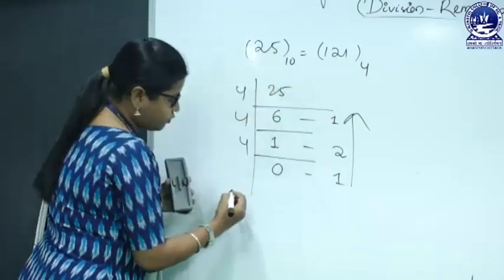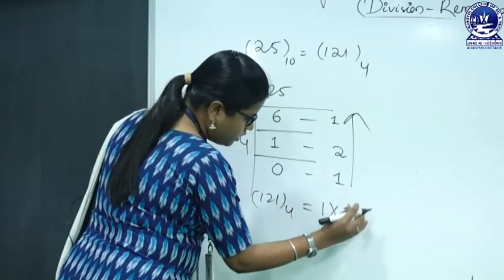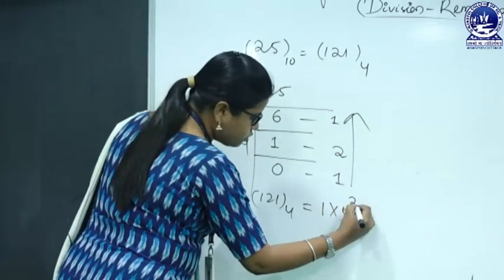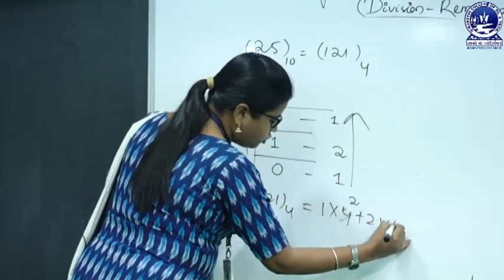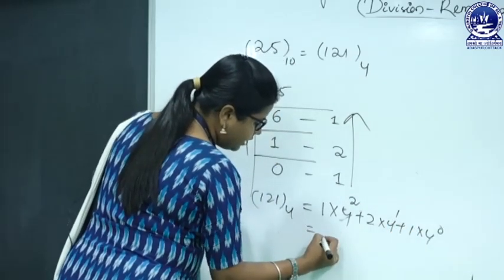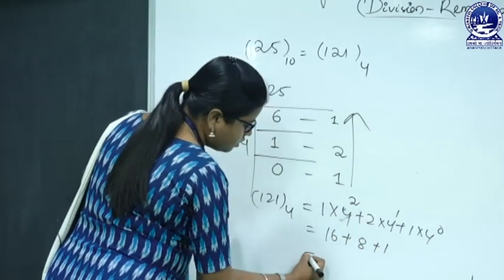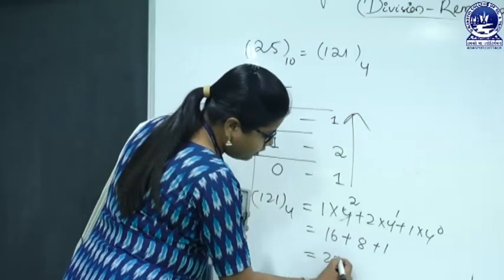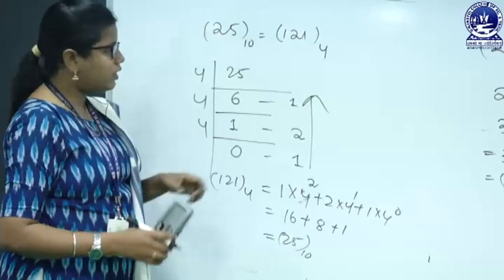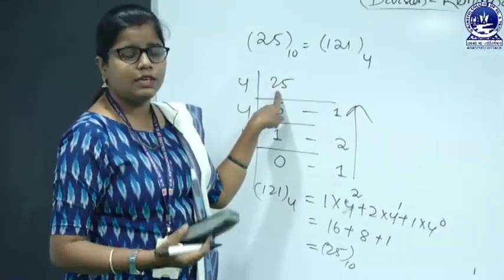So if we convert 121 base 4, that is 1 into 4 to the power 2, this is column 3, so the weightage is 2, plus 2 into 4 to the power 1 and 1 into 4 to the power 0. So here it is 16 plus 8 plus 1. So what is it now? That is 25 base 10. So let's convert this 25 into different bases and see what is the difference.